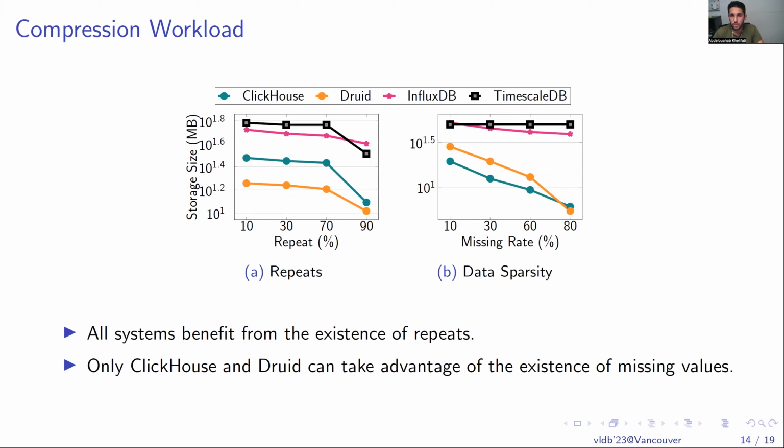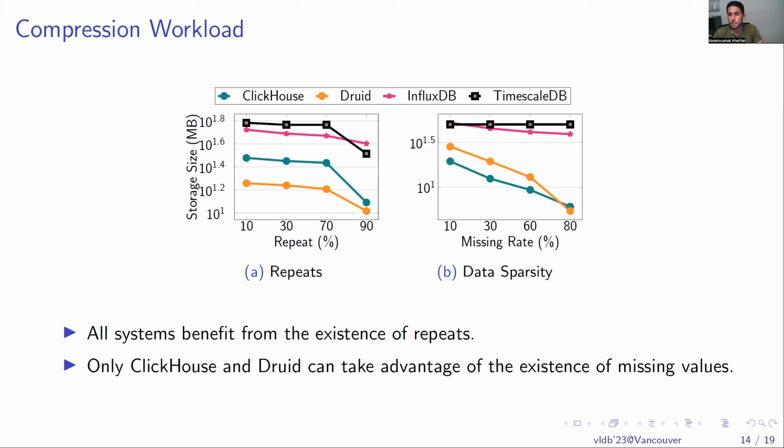For our compression workloads, we use TS-LSH to generate datasets by varying their features and studying the impact of the features on the storage size of the database systems. Here we report the results for varying the percentage of repeats and the percentage of missing values. The results show that all systems benefit from the existence of repeats. Particularly, ClickHouse and Druid perform the best.